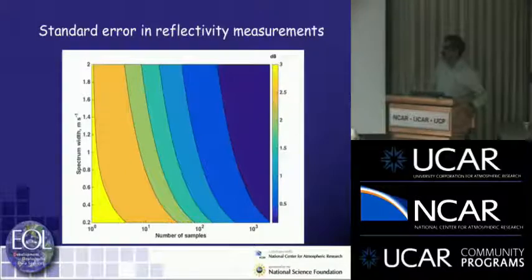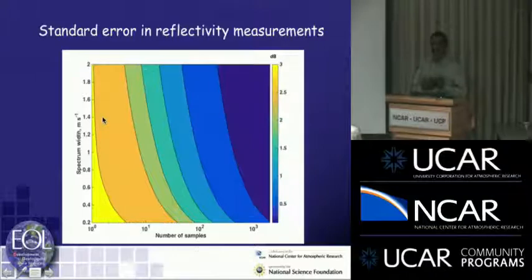These are some of the estimates of what we can get for a dBZ measurement. The y-axis shows the spectrum width, and the x-axis the number of samples. What's shown here is the accuracy of a dBZ or power measurement. As spectrum width increases, we get more independent samples, and that way you get much better accuracy. Also, as the number of samples increases, you get a much better power measurement. Within about a tenth of a second you get 1,000 samples because it's pulsing at 10 kilohertz.